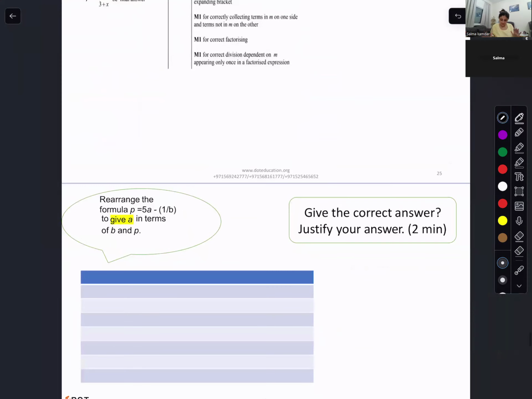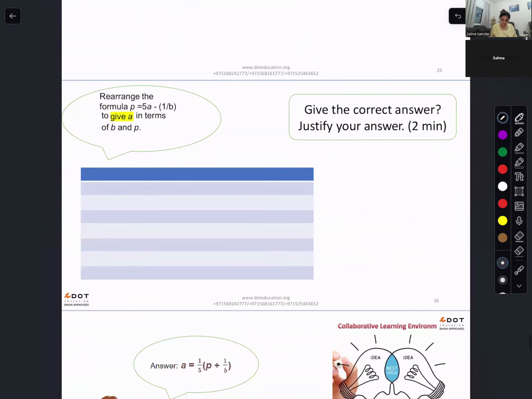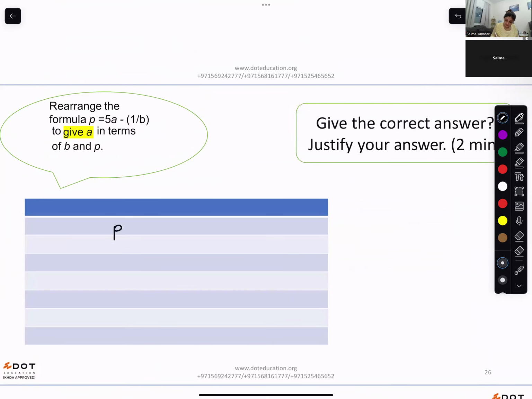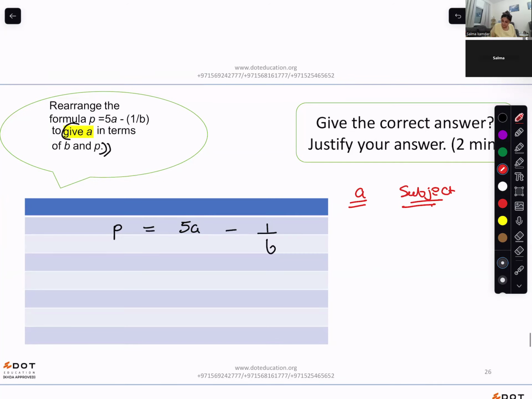Now this is your final test. You have to rearrange the formula. The formula is P is equal to 5a minus 1 by b. And you have to give a in terms of b and p. When they say give a in terms of b and p, that means I want a to be the subject. If I want a to be the subject, that means a should be at one side. I don't need this minus 1 by b over here.